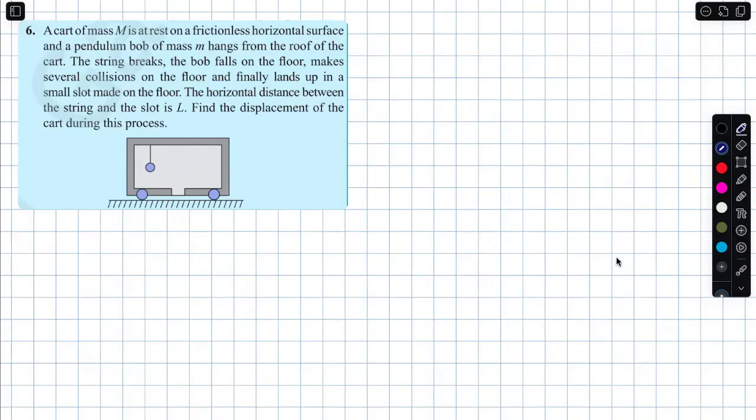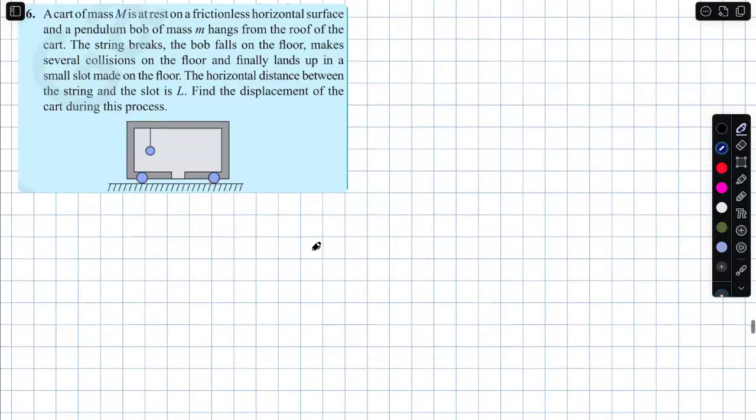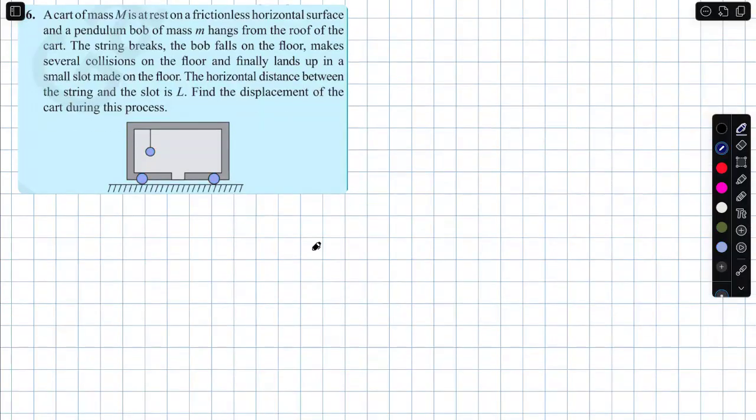A cart of mass M is at rest on a frictionless horizontal surface and a pendulum bob of mass m hangs from the roof of the cart. The string breaks, the bob falls on the floor, makes several collisions on the floor, and finally lands up in a small slot made on the floor. The horizontal distance between the string and the slot is L. Find the displacement of the cart during the process.